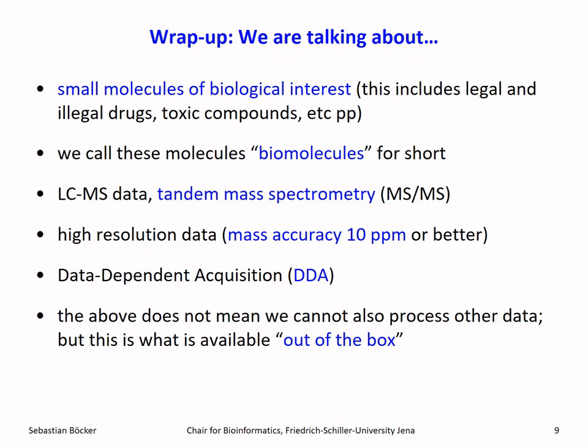And I have to tell you that all of that is what SIRIUS and ZODIAC and our other tools offer out of the box. We can also process other data, for example, MSn data. We are not limited to tandem mass spectrometry data, but this is what is implemented currently in SIRIUS as it can be downloaded from our webpage. If you want something else, worse mass accuracy, maybe even go into the direction of DIA or something, we would have to cooperate. There is no ready software for that.